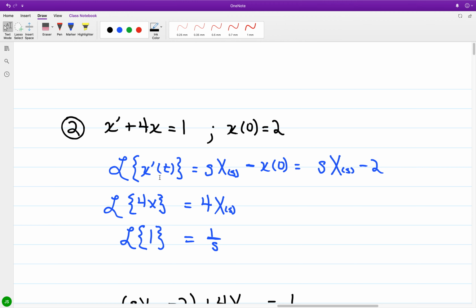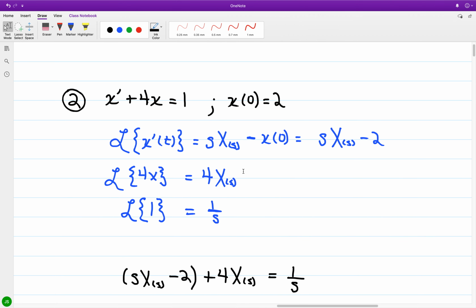For the first order derivative, we have s times the Laplace transform X of s minus x naught, so we have s times the Laplace transform X of s minus 2. For the Laplace transform of 4x, we have 4 times the Laplace transform X of s. And we have the equation set equal to 1, and the Laplace transform of 1 comes out to 1 over s. So we have for x prime plus 4x equal to 1, written in terms of Laplace transforms.